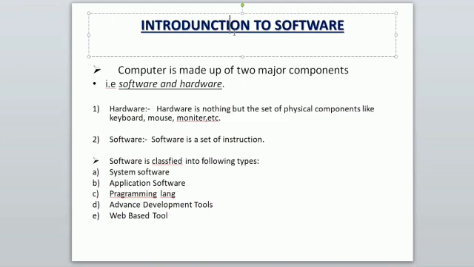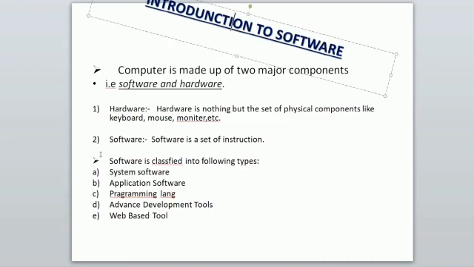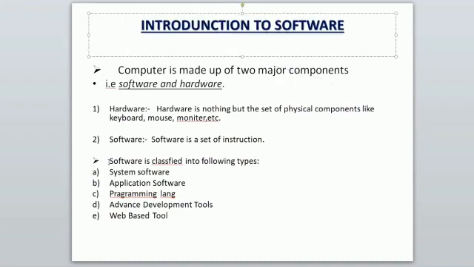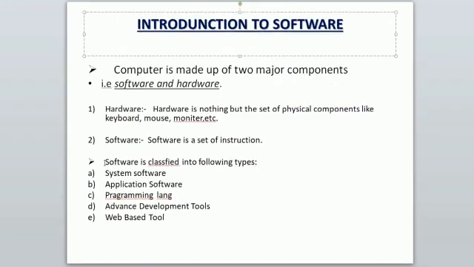Okay. So then आता है software के जो 5 types है वो first is a system software, second one is a application software, third one is a programming language, fourth is a advanced development tools, and last and fifth is a web based tools. Okay. So इनमें से हम first सीखेंगे what is system software?